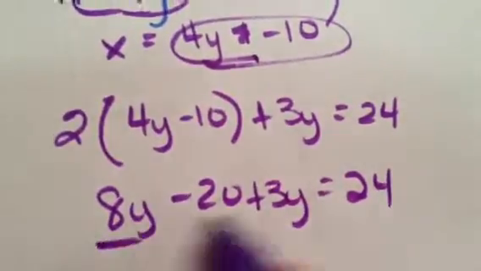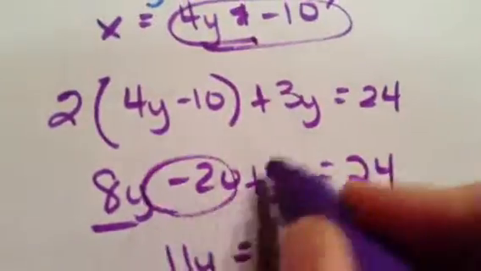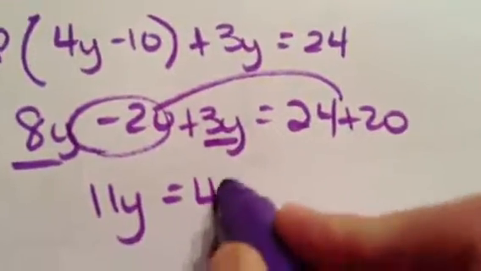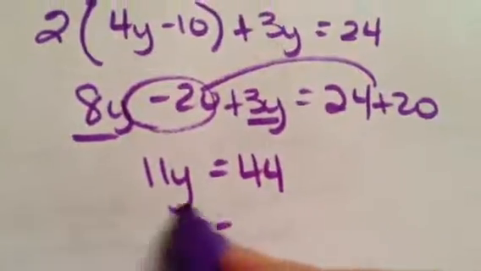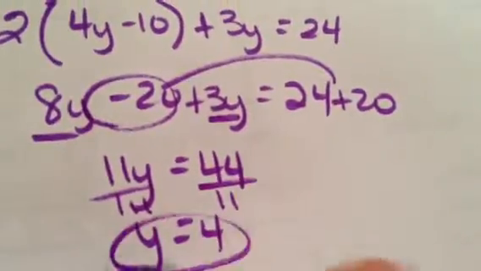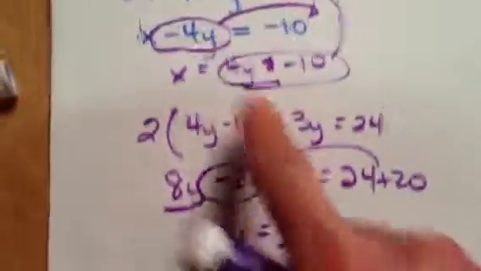And add like terms. Let's see, 8y and 3y is what, 11y? Add 20 to both sides. What's that going to give you, 44? I'm trying to rush through this because I don't want to make this too long. But if you divide both sides by 11, notice y is going to be 4.